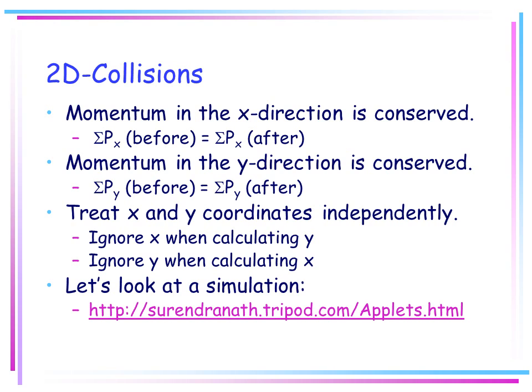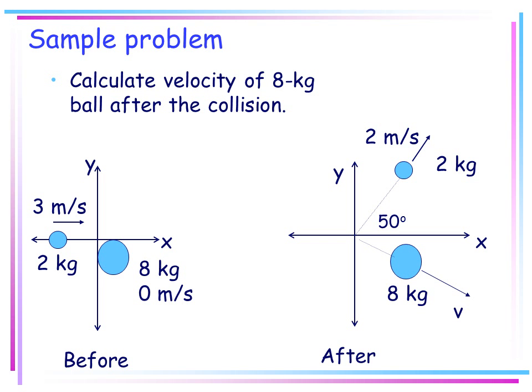So this website can give you a simulation of this. I encourage you to look at it. Here's a problem that we can solve. You might want to jot these down because the solution is on the second page. But what you have is a 2 kilogram ball moving at 3 meters per second horizontally only, to the right in the x direction. There's an 8 kilogram ball at rest waiting to be hit.